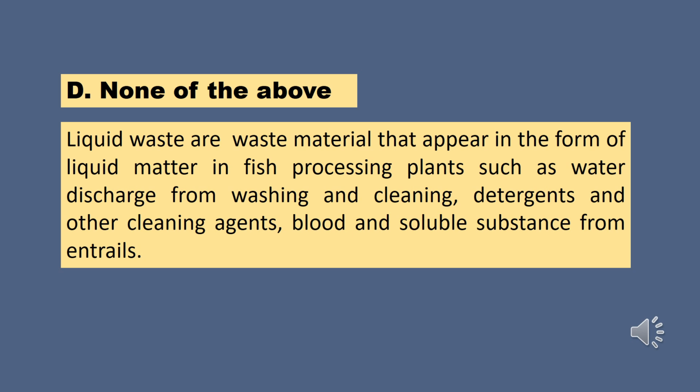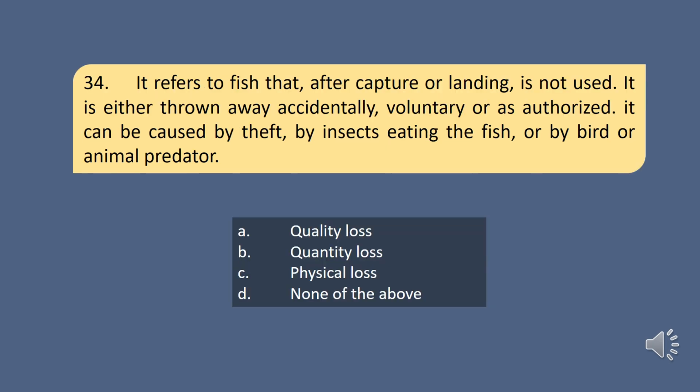None of the above. Liquid waste is waste material that appears in the form of liquid matter in fish processing plants such as water discharge from washing and cleaning, detergents and other cleaning agents, blood and soluble substance from entrails. 34. It refers to fish that, after capture or landing, is not used. It is either thrown away accidentally, voluntarily, or as authorized. It can be caused by theft, by insects eating the fish, or by bird or animal predators.